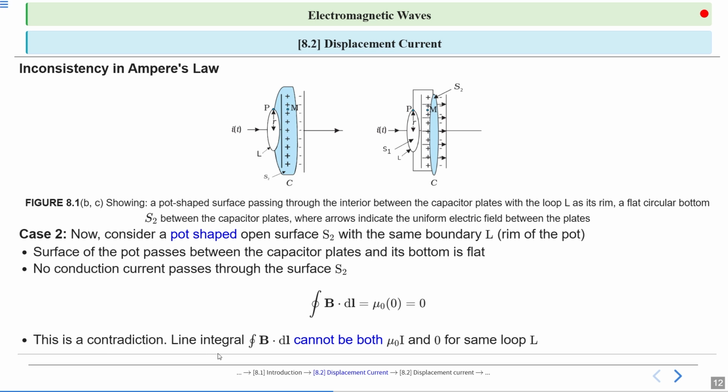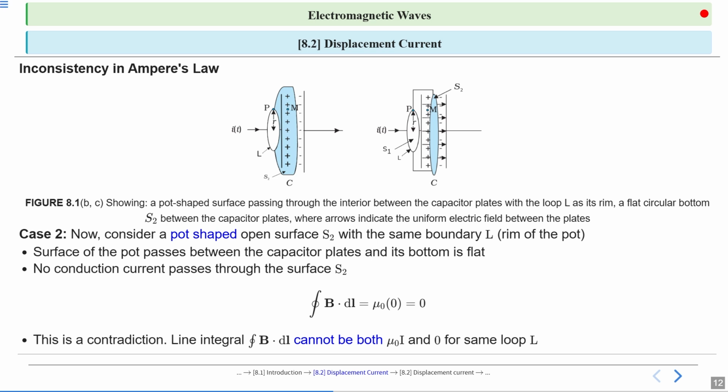That is a contradiction. The line integral B dot dl cannot be both mu naught I in the first case and 0 for the same loop. If we are taking the same loop in both cases, the closed integral B dot dl cannot have both the values mu naught I and 0.